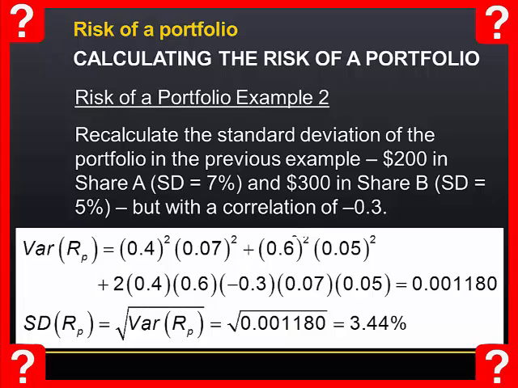This is lower than the previous example because the correlation is lower. In fact, it's negative, and that results in a substantial reduction in risk even though the expected return from the portfolio is unchanged.